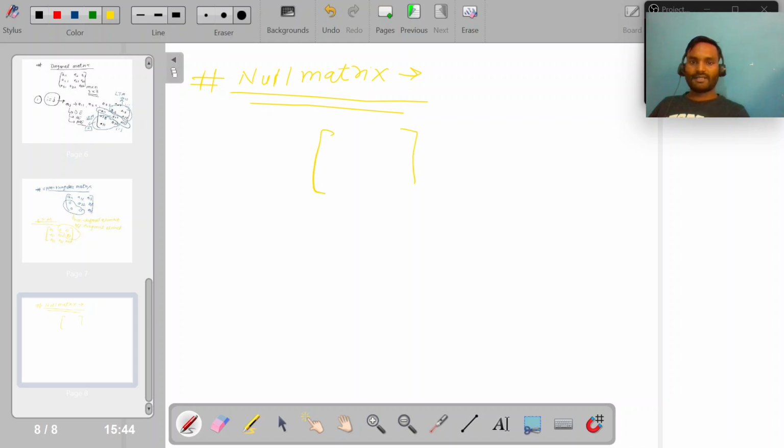All elements of the matrix should be 0, 0, 0, 0, 0. This is the null matrix, right? So all elements of the matrix should be 0. We have been studying some matrices in this tutorial.